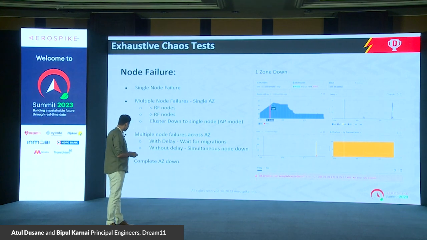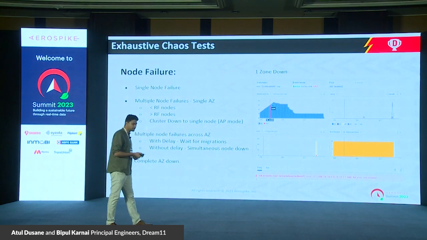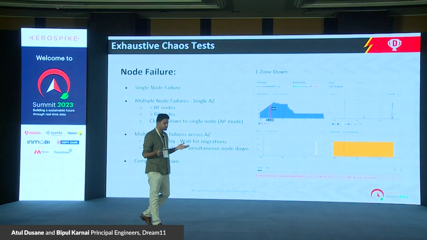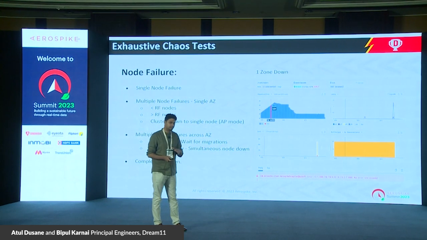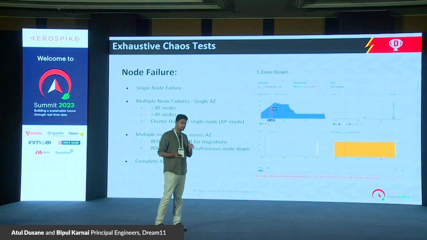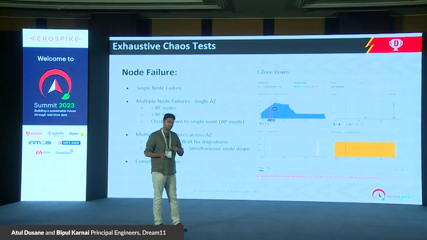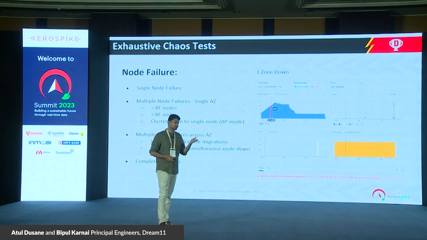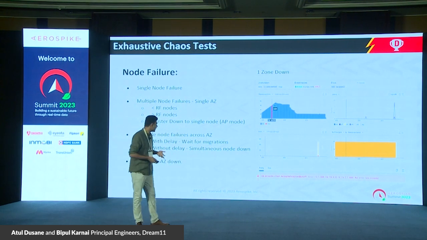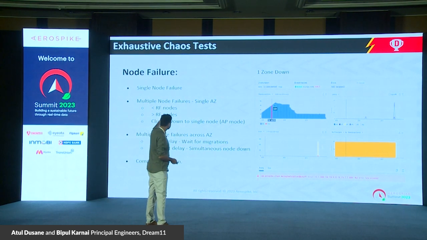Okay. And we even simulated a complete AZ down failure, and what we wanted to achieve is that whenever there is any outage, like maybe Aerospike is down, when it comes back and is stable, there is no delay, or the cluster is stable within seconds, and the application is also stable within seconds. So how fast do we recover from this? This is what we wanted to test, and this is how we achieved it through all these test cases.